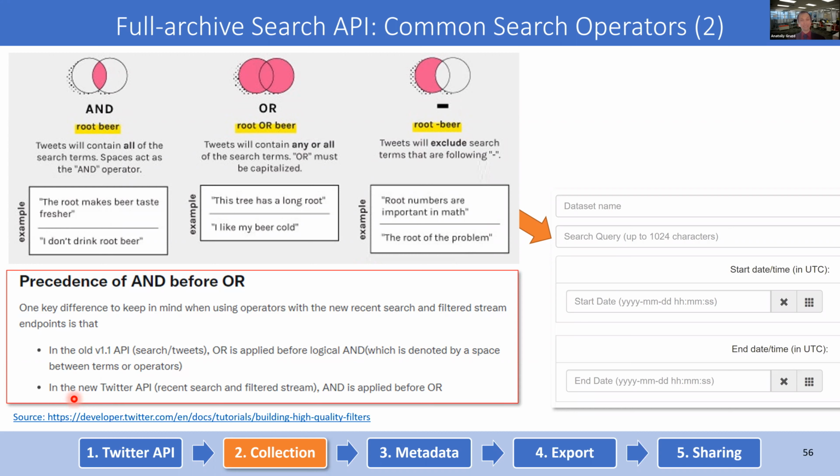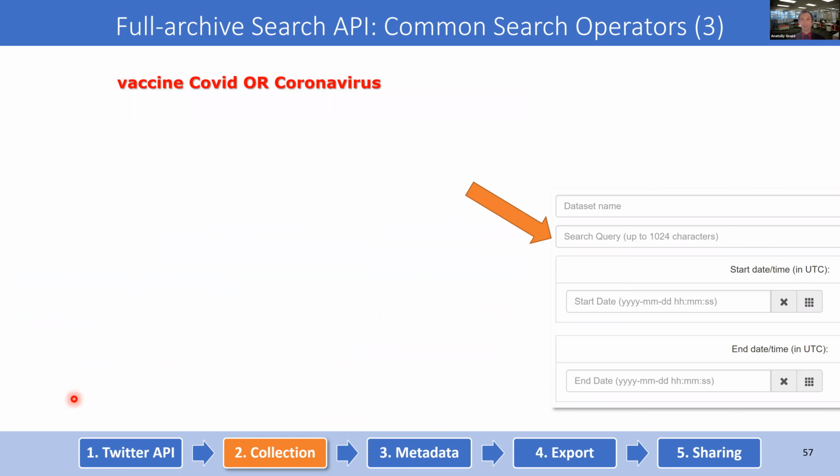So what it means is that if you just type these search keywords, vaccine space COVID OR coronavirus, let's say you want to search for any tweets that mention either a COVID vaccine, or a coronavirus vaccine, or a vaccine against coronavirus.